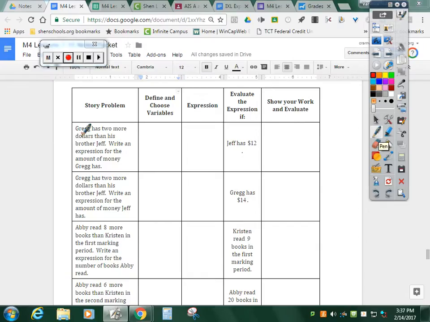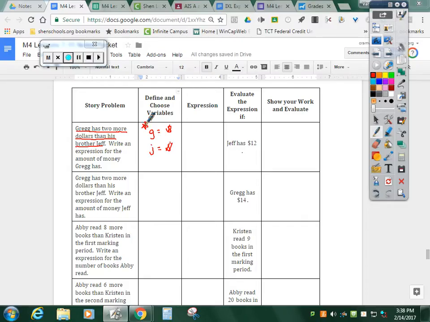So the first one: Greg has $2 more than his brother Jeff. Write an expression for the amount of money Greg has. So I had the kids define two variables. Let G be Greg's dollars, and let J be the amount of money that Jeff has. Then I had them stop and think and figure out who had the most money. Greg has $2 more than his brother Jeff, so I had them put a star near the brother that had the most money, and it was Greg.